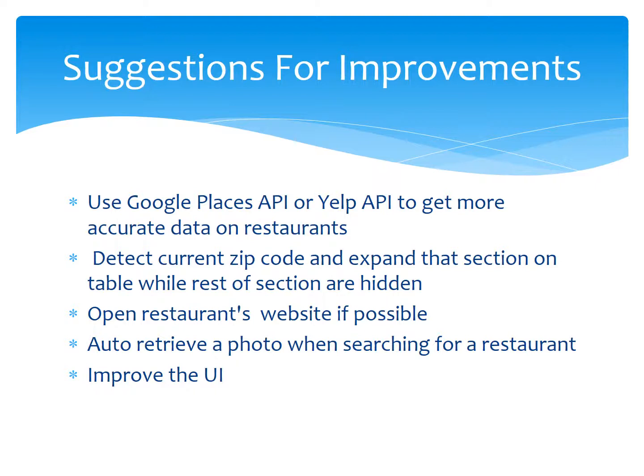Also, I wish I could auto-retrieve a photo when searching for restaurants. Again, you probably should use Google Places or Yelp API, which provides such a photo in a very simple way. And the last thing is to generally improve the UI. I think it's not very pretty. It could be better. That's it.